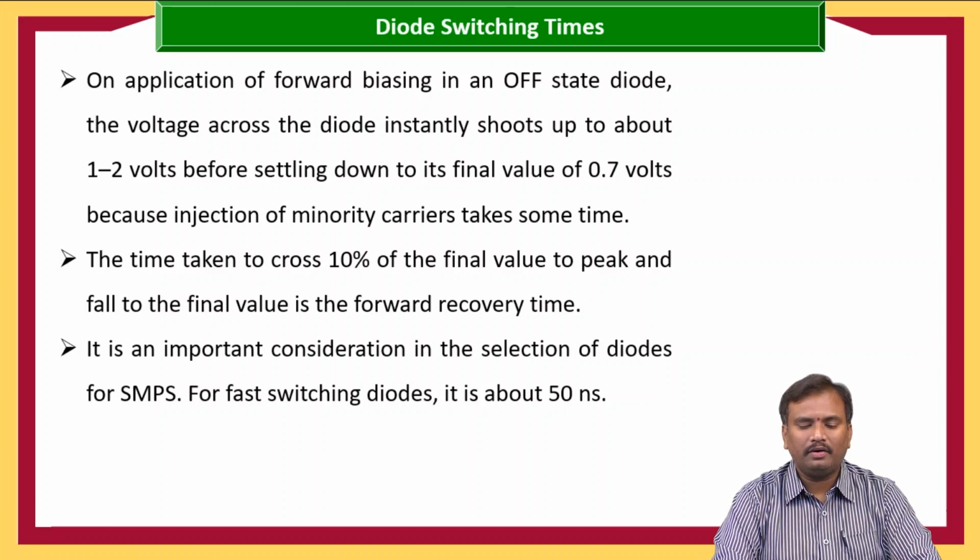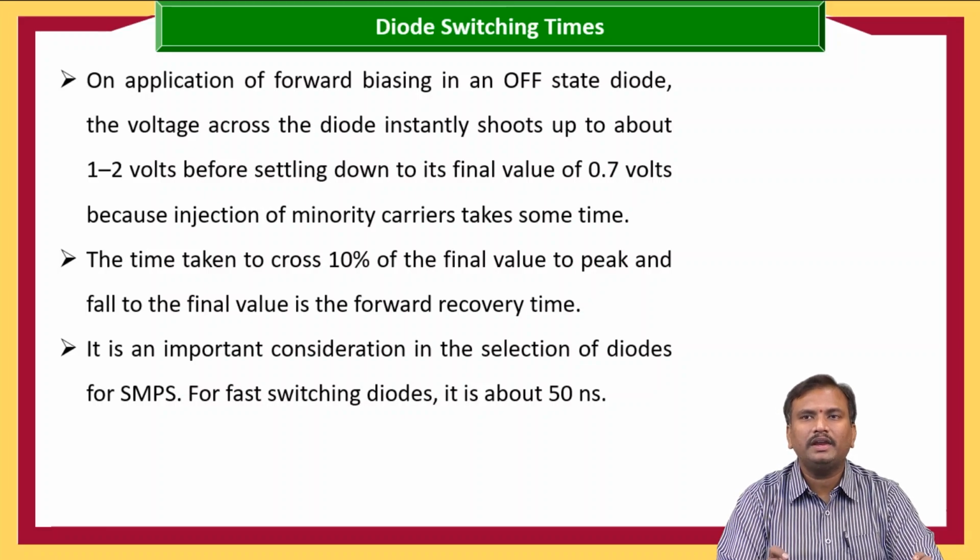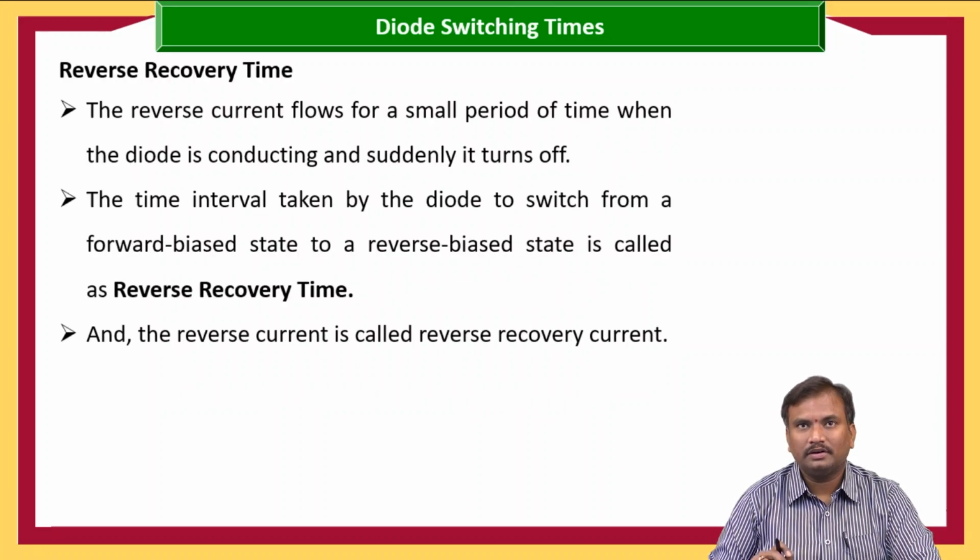Now we consider an important consideration in the selection of diodes for switches. For fast acting switching diodes, the timing should be about 50 nanoseconds.